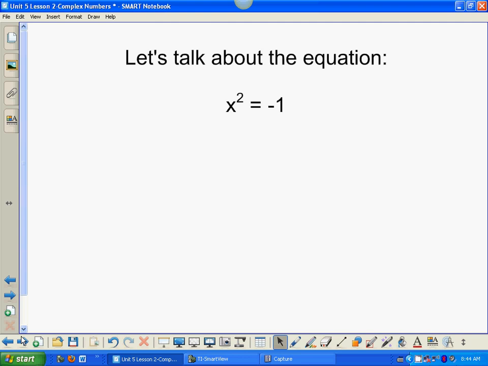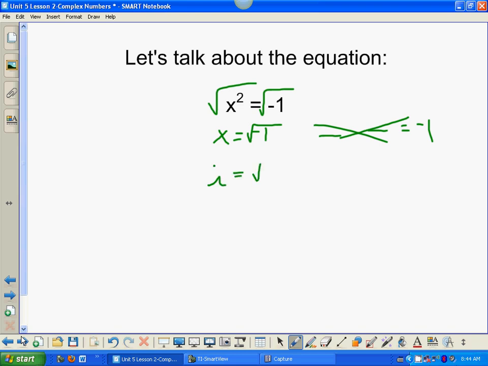So we need to talk about the equation x squared is equal to -1. In the past, you couldn't solve it. If I take the square root of both sides, there is no number times itself that gives me -1. So what we do is we define the square root of -1 to be the imaginary unit i. This is something you need to memorize. i is equal to the square root of -1. That is a fact. This is where we get it from.